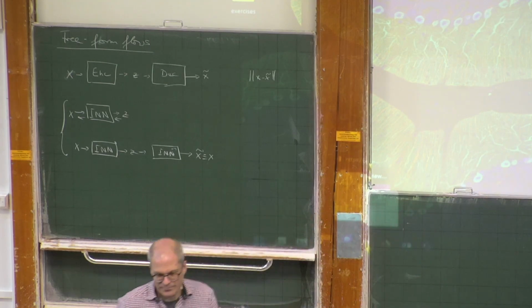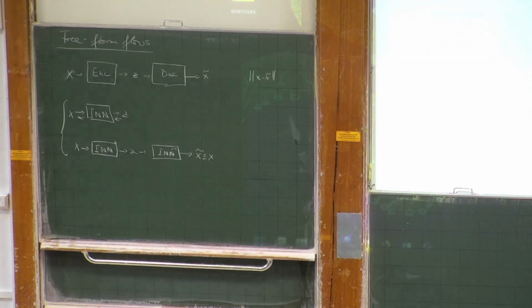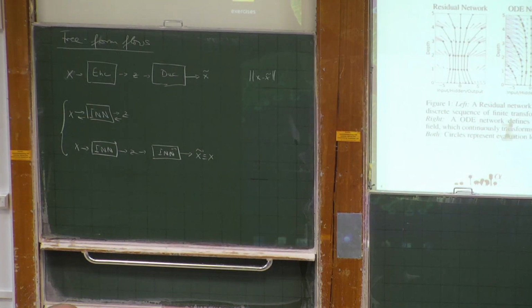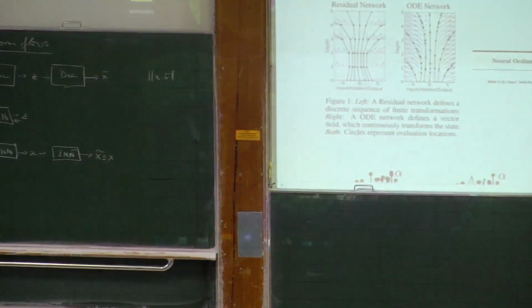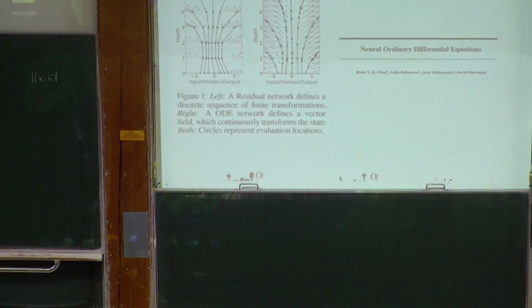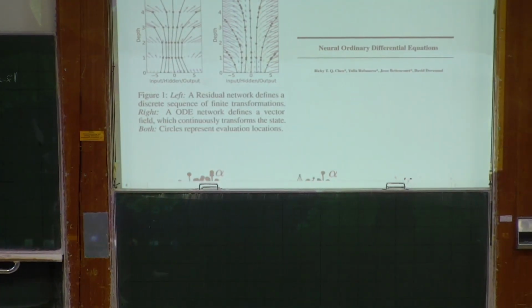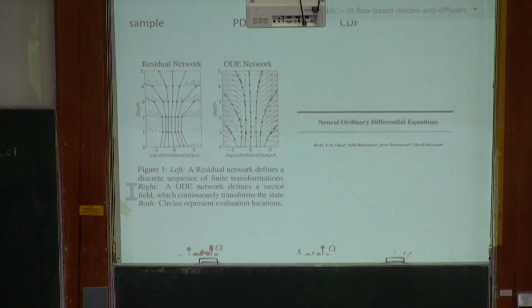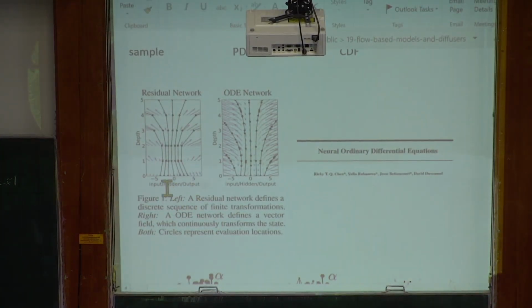All right. So here is a famous picture from the paper on neural ordinary differential equations. And we see on the left-hand side what a typical invertible neural network approach would do. So here we would have 5 layers.